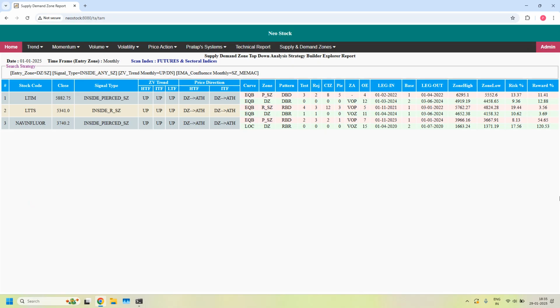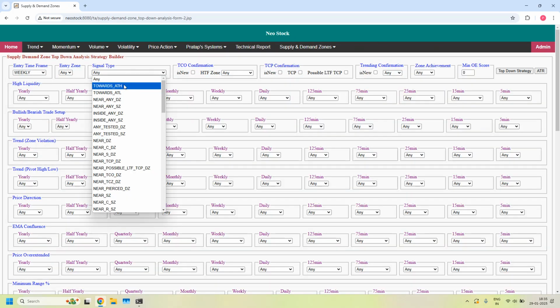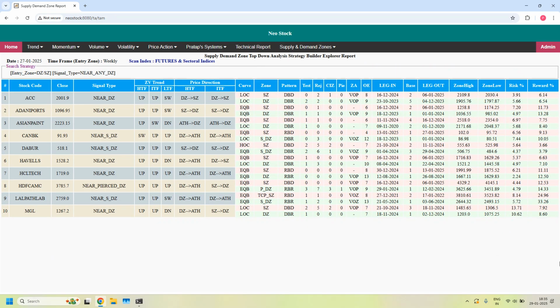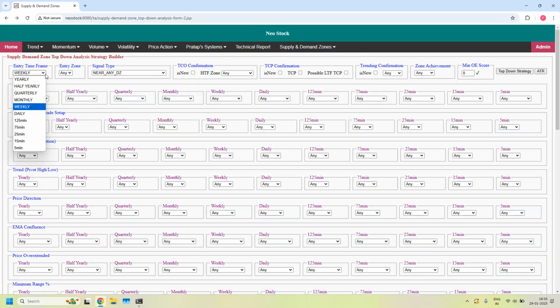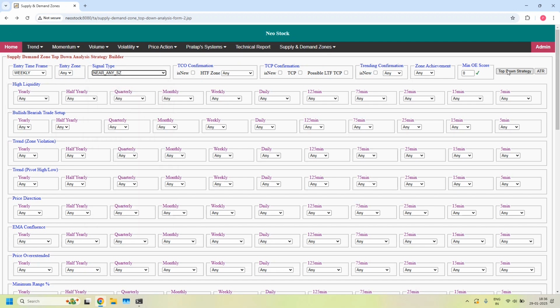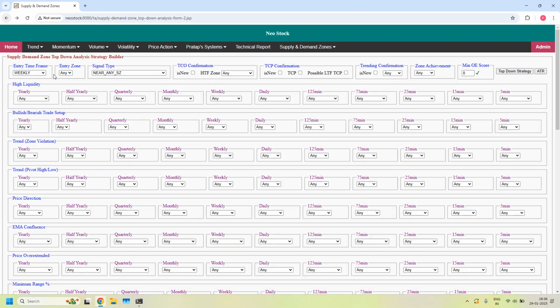Okay. Next time frame is weekly. Stocks near weekly demand zone. We got 10 stocks. Next, weekly time frame. Stocks near weekly supply zone. We got 13 stocks.